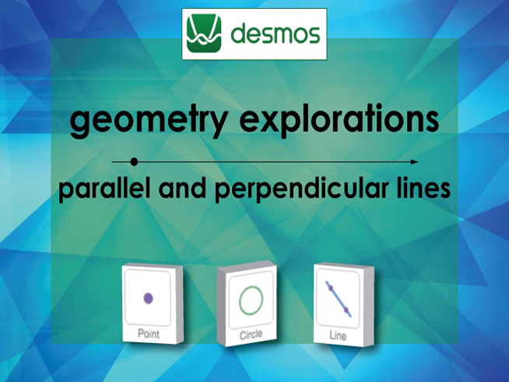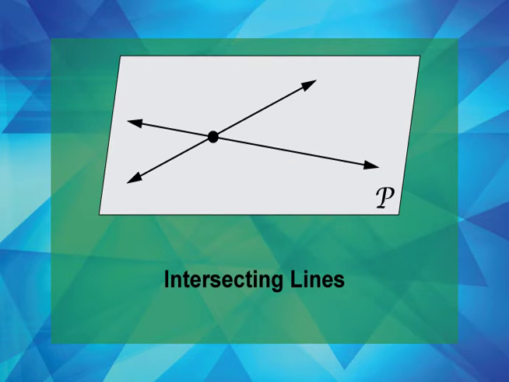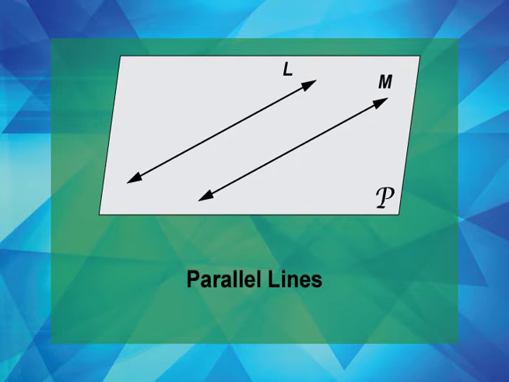In this tutorial, we explore the properties of parallel and perpendicular lines using the Desmos geometry tools. In this illustration, two lines intersect at a point. Whenever lines intersect, they form four angles as shown here. There is one case where two lines don't form any angles. This is the case where the lines are parallel.